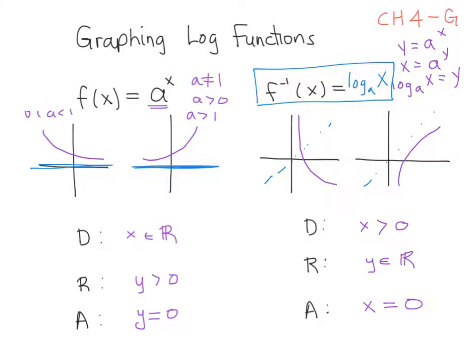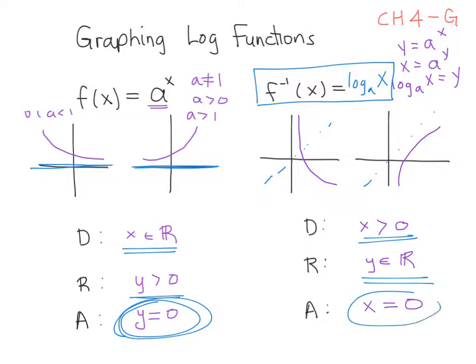So again, if we compare what's on the left side to the right side, x is all real numbers. Now, y is all real numbers on the inverse. Y is greater than 0, but on the inverse, x is greater than 0. On the asymptote, y is equal to 0. On the inverse, x is equal to 0. So x and y values switch on inverse functions.